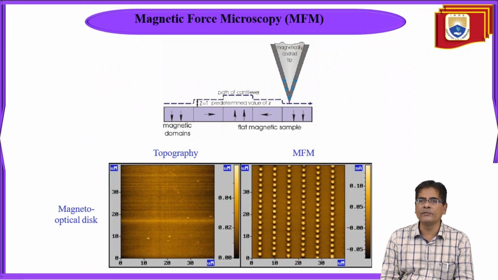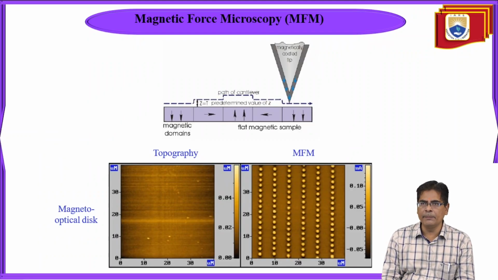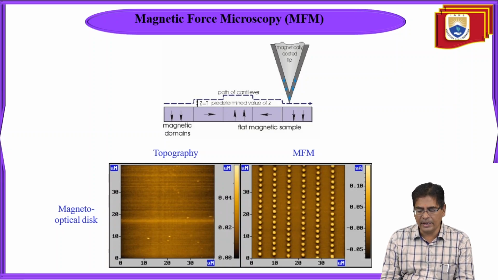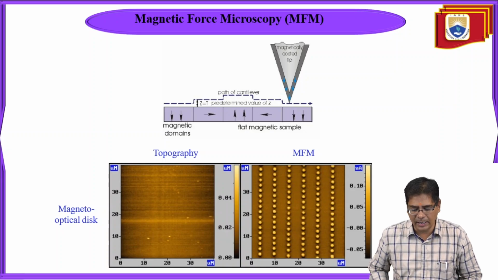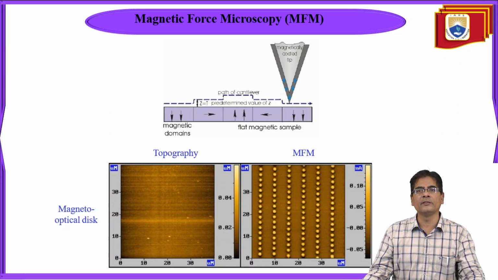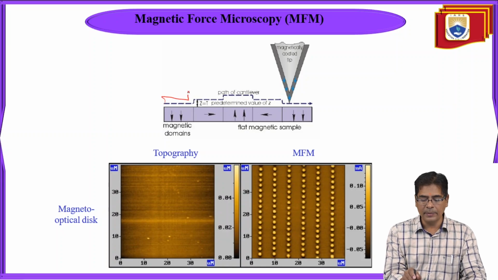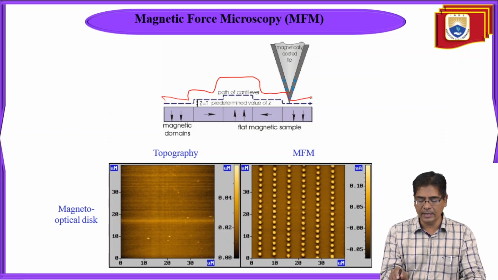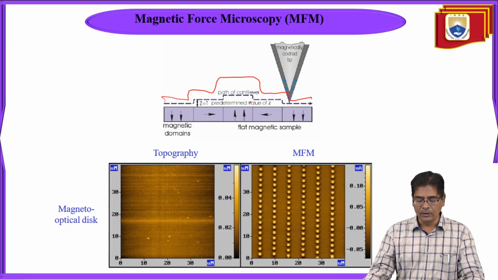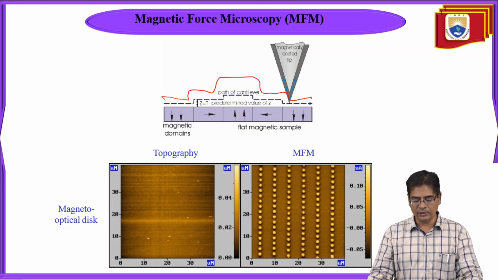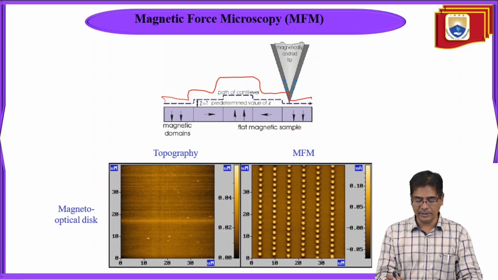So this is what the tip image looks like. The tip, when interacting with the surface of a ferromagnetic sample, sees the magnetic domains, and these are the flat magnetic sample. We can see this is the path of the cantilever, where it actually follows, right? So these are the magnetic domains, the flat magnetic sample, and this is the topography. And we can see the MFM image of that particular sample.